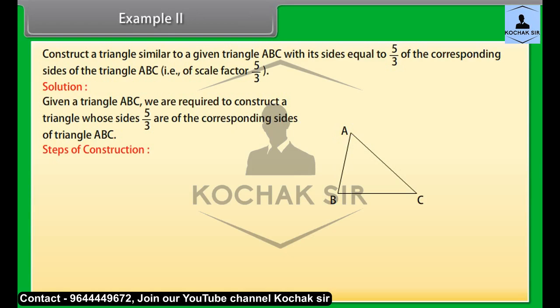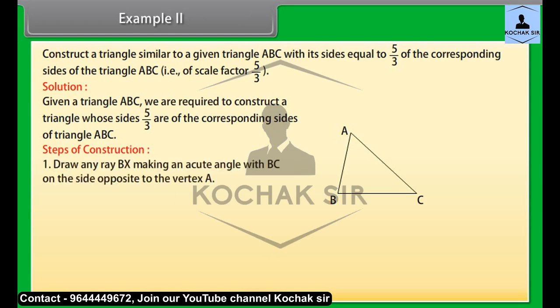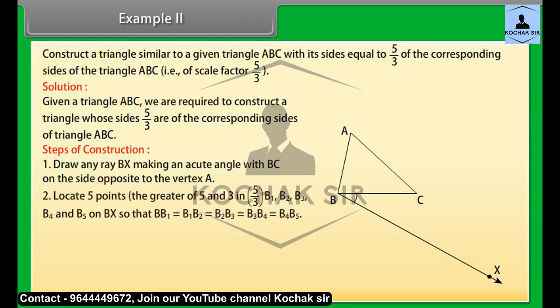Steps of construction. Draw any ray BX making an acute angle with BC on the side opposite to the vertex A. Locate 5 points, the greater of 5 and 3 in 5 by 3, B1, B2, B3, B4 and B5 on BX so that BB1 equals B1B2, which equals B2B3, equals B3B4, equals B4B5.